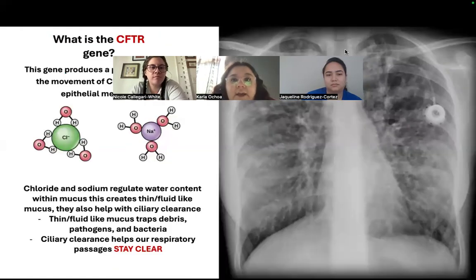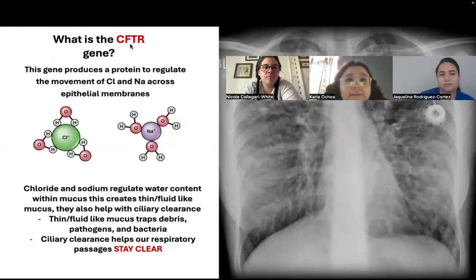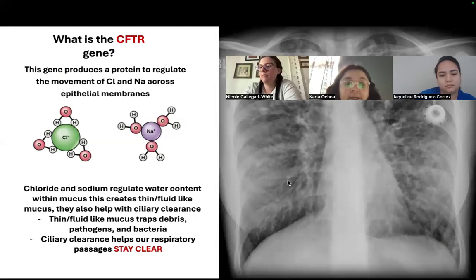So you might be asking, what is the CFTR gene? This gene produces a protein to regulate the movement of chloride and sodium across epithelial membranes. The sodium and chloride regulate water content within mucus. This creates thin fluid-like mucus. They also help with ciliary clearance. Thin fluid-like mucus traps debris, pathogens, and bacteria. Ciliary clearance helps our respiratory passage stay clear.